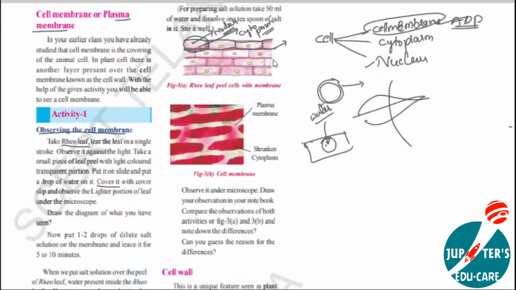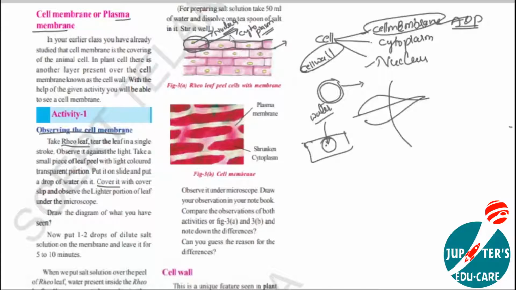This is a plant cell, a plant tissue. You know that a plant cell consists of two layers: cell wall and cell membrane. Both layers are present here, so it looks somewhat thick and dark. The outermost layer of the cell includes the cell membrane too, and you can see this clearly under the microscope.